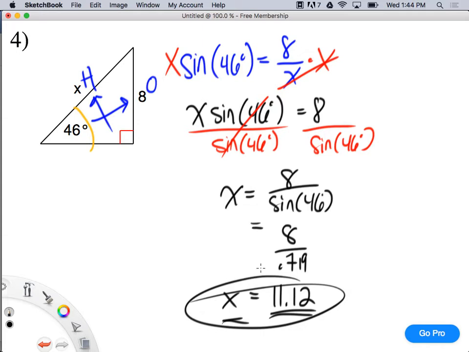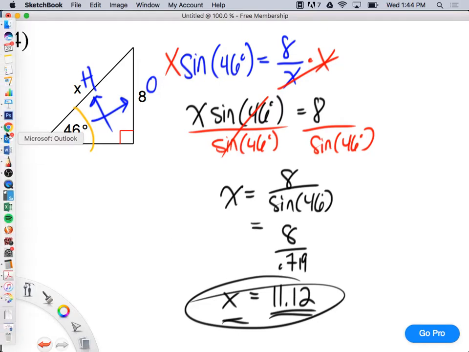You see? What was the difference here? Well, the difference was x is on the bottom, so I have to do an extra step. First, I have to multiply both sides by x, then divide both sides by sine, and then I get my answer. When x is on the bottom, that's when I have to do that. Any questions? Okay, now do number 6.